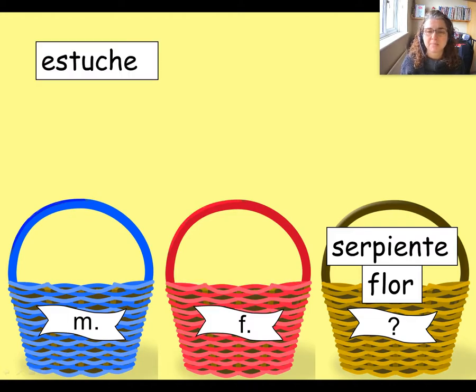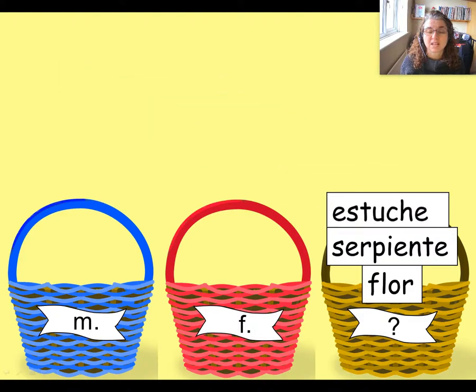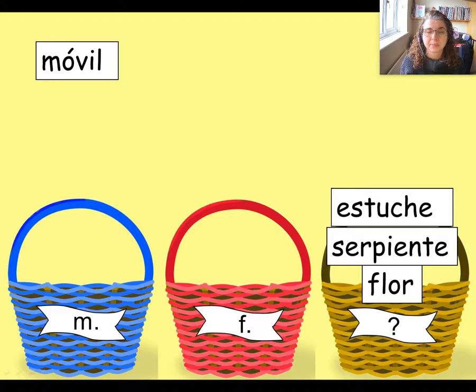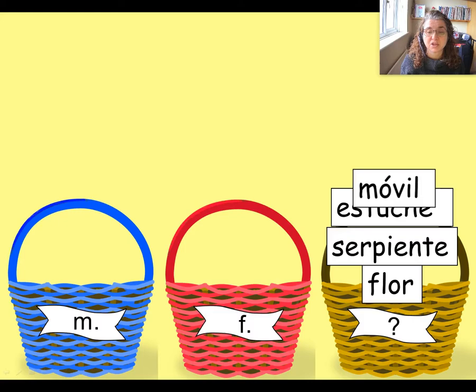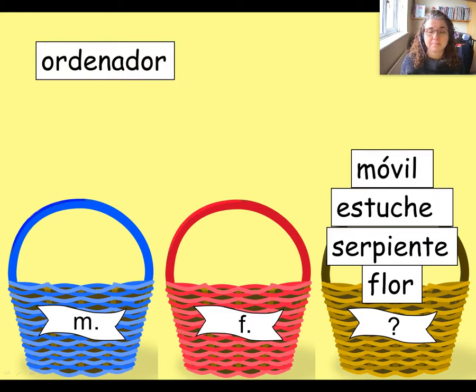And this one here, estuche, masculine, feminine, or don't know. Which one do you think that one needs to go in? It's another one we don't know because it doesn't end in o or a. And how about this one? Móvil. Masculine, feminine, or don't know. Yep, we don't know that one either because there's no o or a on the end. And this one?